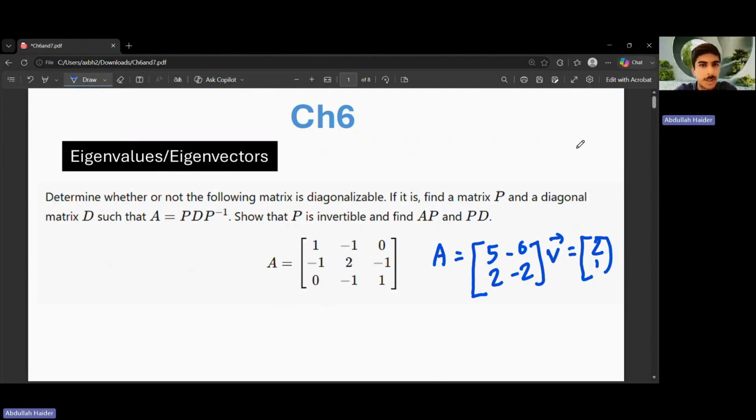So chapter 6 and chapter 7 are both about eigenvalues and eigenvectors. Not much difference in the chapter 7 concept, something a bit more in additional. And in chapter 7 we will also learn how to convert higher order equations to first order linear differential equations.